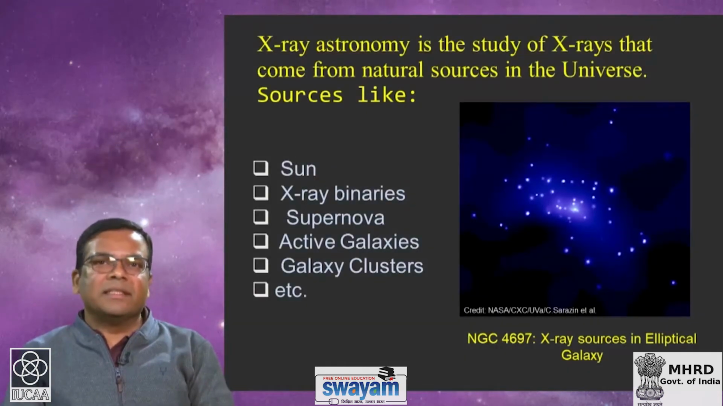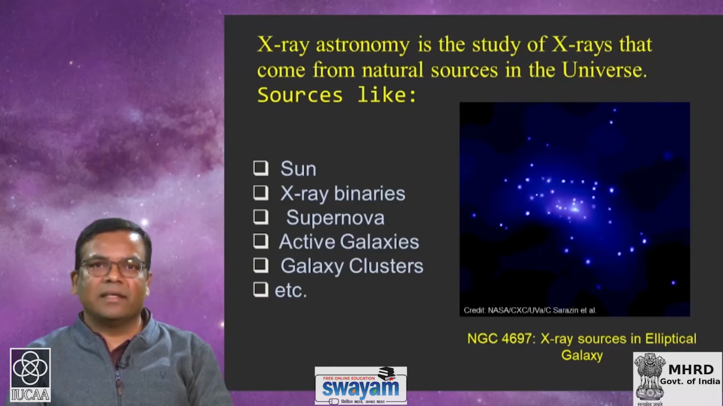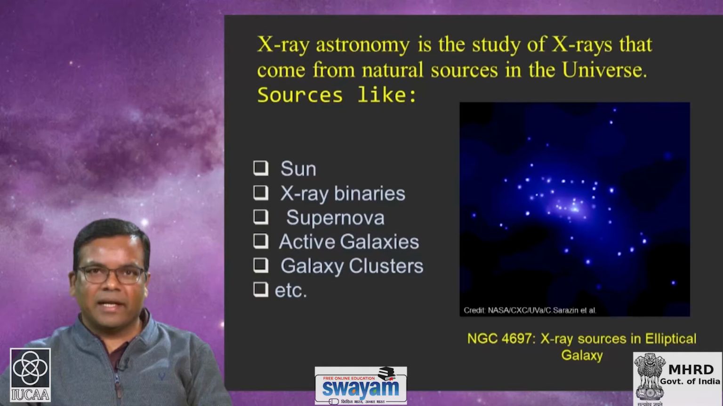X-ray astronomy is essentially the study of X-rays that come from cosmic sources in the universe. Sources such as our Sun, X-ray binaries, supernova remnants, active galaxies, galaxy clusters, etc. Here is an image of a galaxy, NGC 4697, which was taken with the Chandra X-ray Observatory, and this galaxy, like other galaxies, shows a large number of point sources as well as diffuse X-ray emission. We will talk about some of these sources in this lecture.